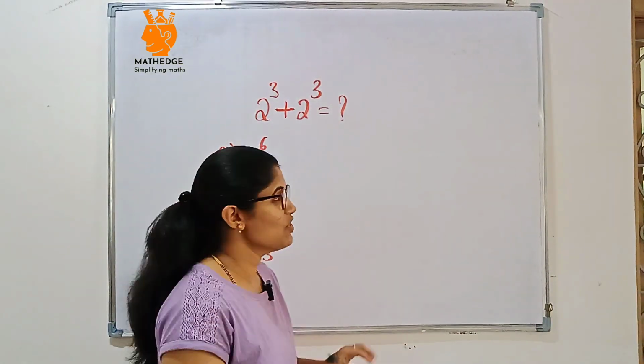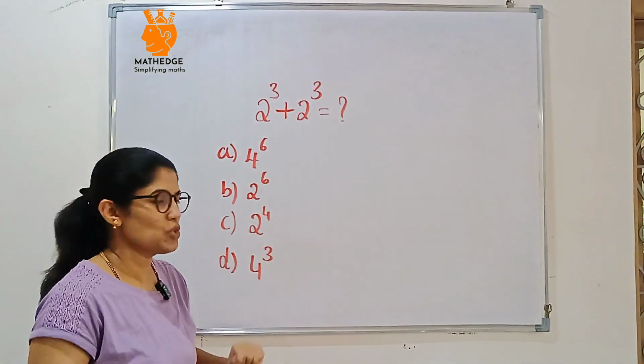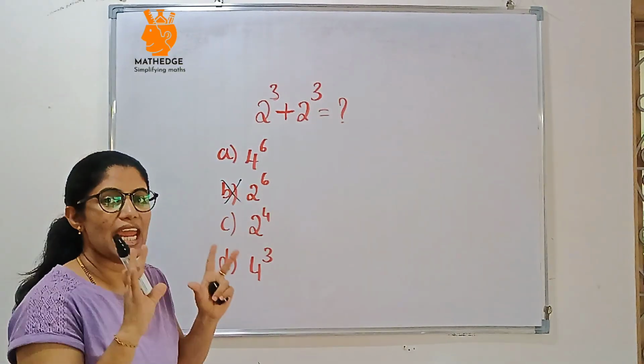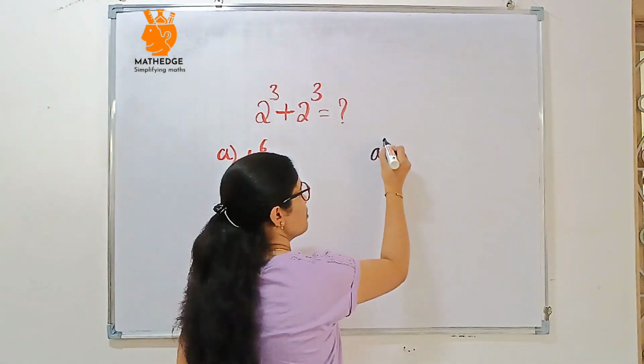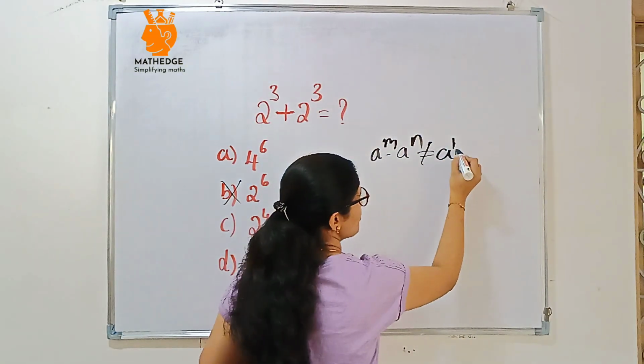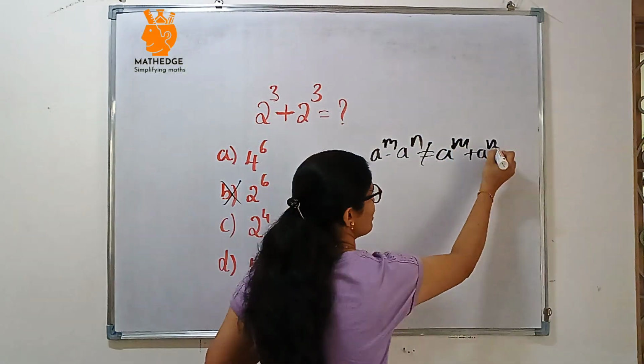Everyone, quick question. Can you answer this question? Most of the students will pick 2 power 6. No, this is not the answer, because a power m into a power n means a power m into a power n, not equal to a power m plus a power n.